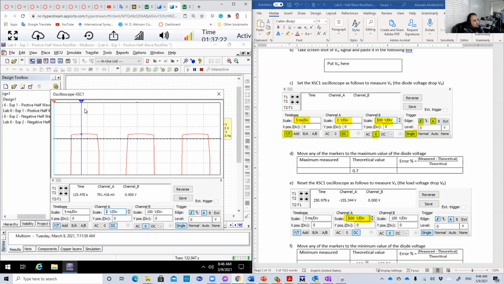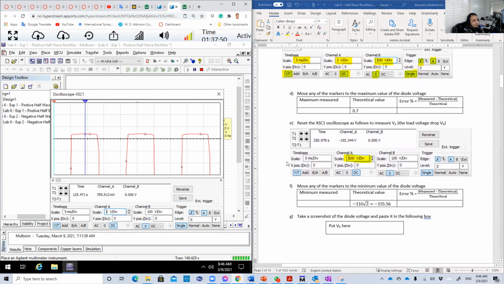So let's measure it. Let's select a trace and go to Y max. Basically here it's around 800 millivolts, which is very close to 0.7, our theoretical value. So in the lecture, we sketched VD, and there was a clipping in the positive half cycle at 0.7. This is very close to it.